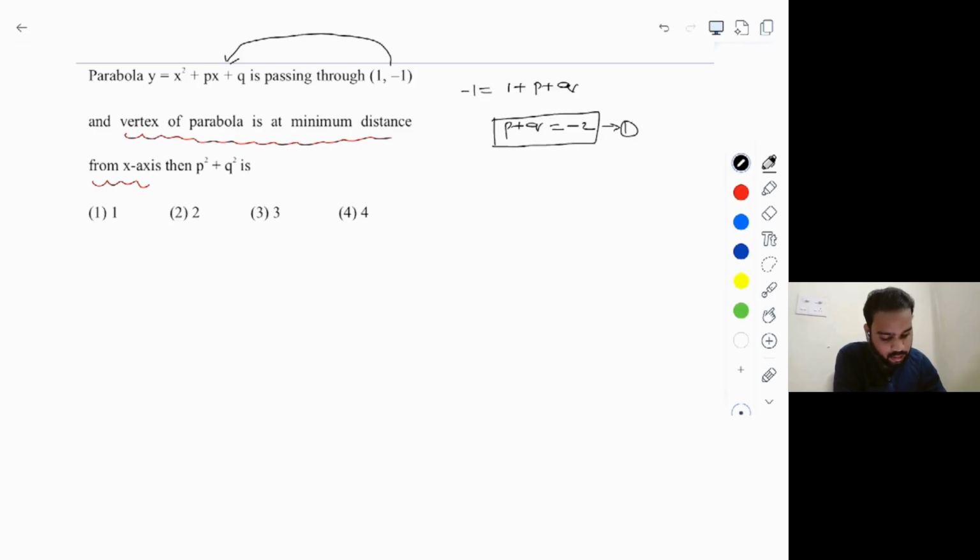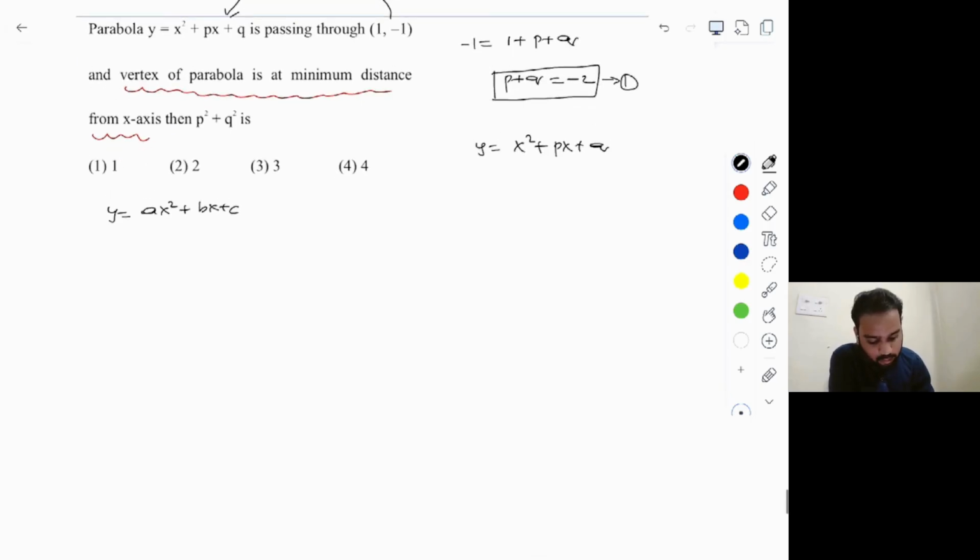Now, this is a standard vertical parabola, that is y = ax^2 + bx + c form. And what do we know about that one? Whenever we have y = ax^2 + bx + c, we know the vertex coordinates are (-b/2a, -delta/4a). In this case, it's very clearly an upward parabola. So the diagram might look something like this. This is not the exact diagram, it is just a rough diagram. Now this is your vertex point.